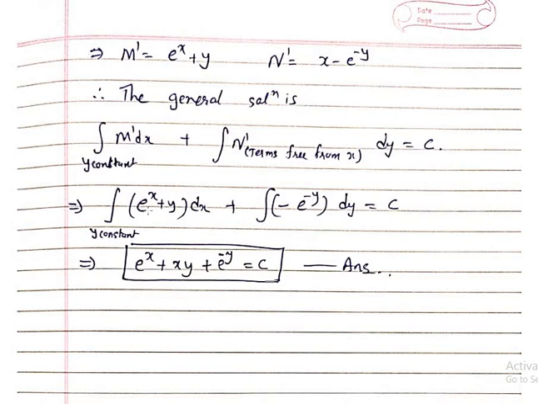Now integration of e raised to x is e raised to x. Integration of y with respect to x will be x into y. And e raised to minus y has an integration e raised to minus y upon minus 1. So minus minus plus, that will be e raised to minus y is equal to c. So the answer is e raised to x plus xy plus e raised to minus y is equal to c.